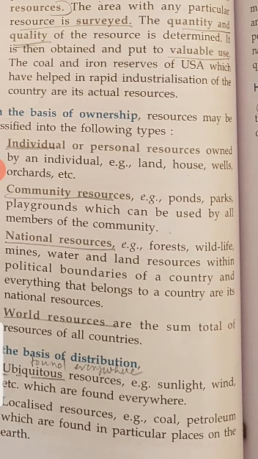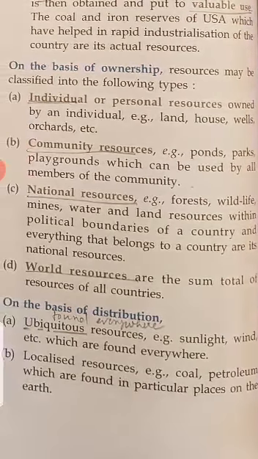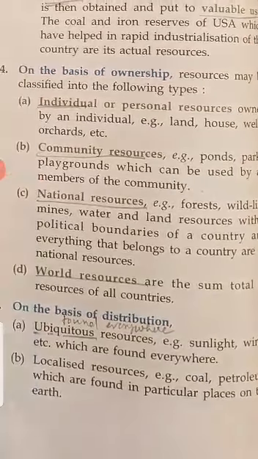Now coming to the national resources. What are national resources? Forest, wildlife, mines, water and land resources within the political boundaries of the country, and everything that belongs to a country are national resources. All these things belong to us, as a country, as a nation, for India.